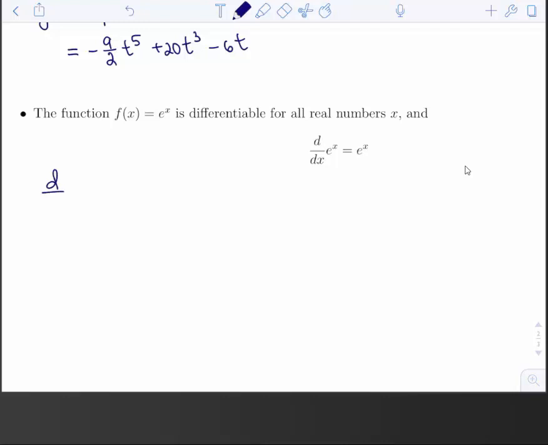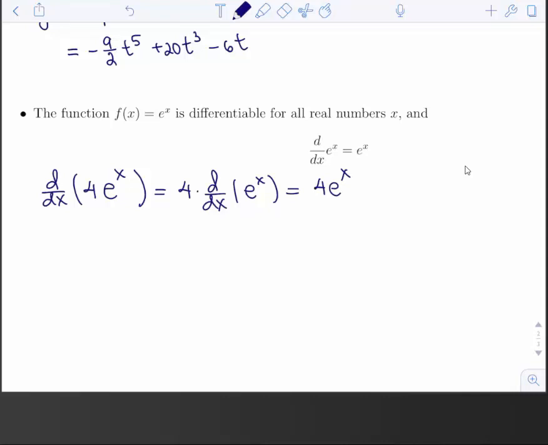So let's say we have d/dx of 4e^x. That's just 4 times d/dx of e^x. The derivative is itself, so we get 4e^x.